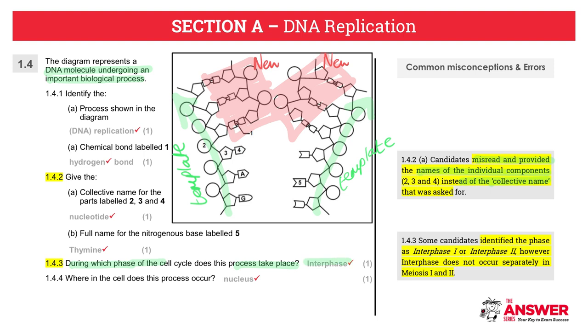Some candidates identified the phase as interphase 1 or interphase 2. However, interphase does not occur separately in meiosis 1 and meiosis 2. So it's the only one of the phases that you don't need to add a 1 or a 2. Very ironic that they are adding it here when it's not necessary, but then in question 1.2, where it is necessary, they leave it out. Question 1.4.4, where in the cell does this process occur, meaning DNA replication? It occurs within the nucleus.